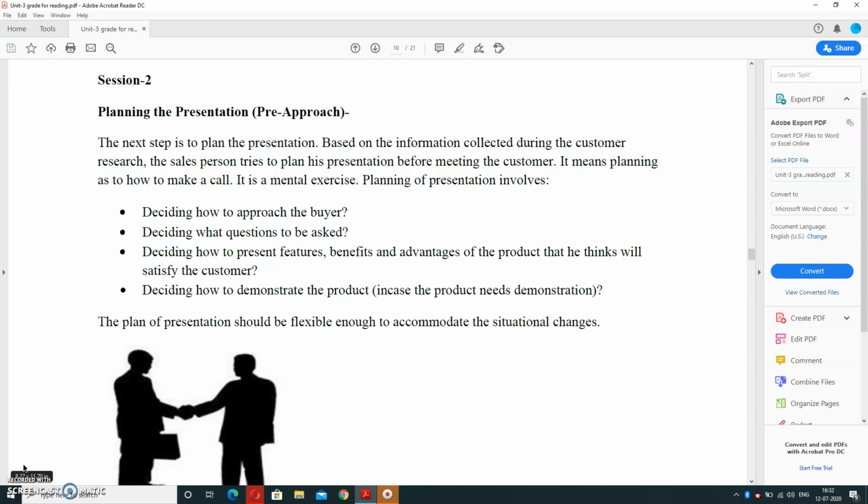The plan of presentation should be flexible. It means it could be changeable according to the environment. It should be flexible enough to accommodate situation changes.